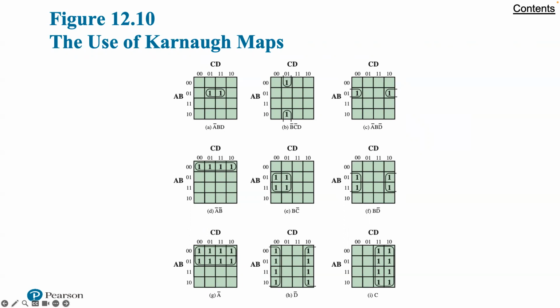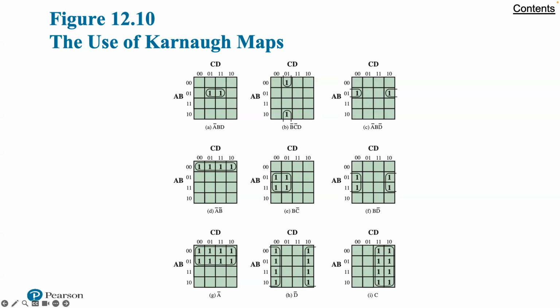So that's what we're starting to see there. So A, B, C, D and A, B, C, inverted D. This process can be extended in several ways.